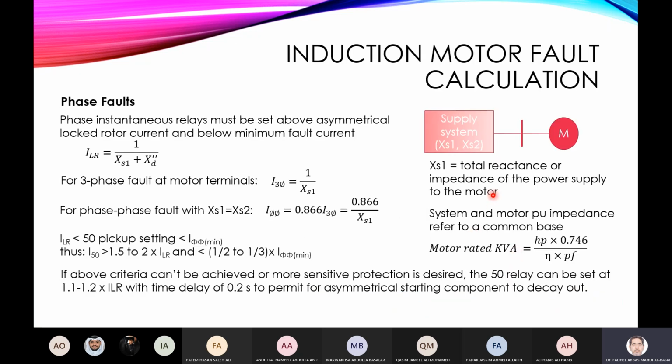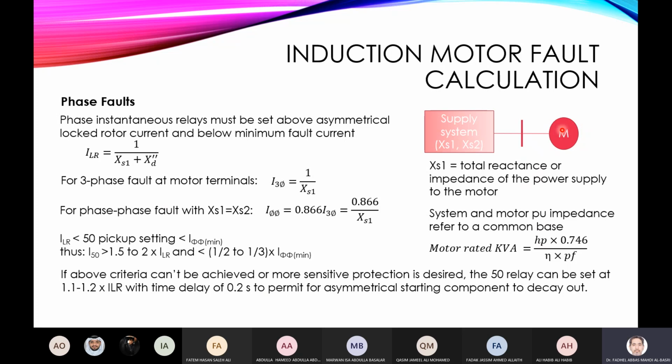Now, how do you calculate the fault? Suppose I have a motor connected to a supply system, and the source impedance of this supply is, let's say, ZS1 or XS1, the positive sequence source impedance, and a negative sequence impedance is also given. I can also have a zero sequence impedance, depending on the type of fault that I want to analyze. And suppose now we represent those parameters in per unit of the machine base.